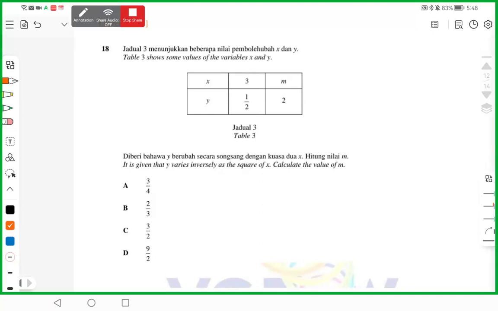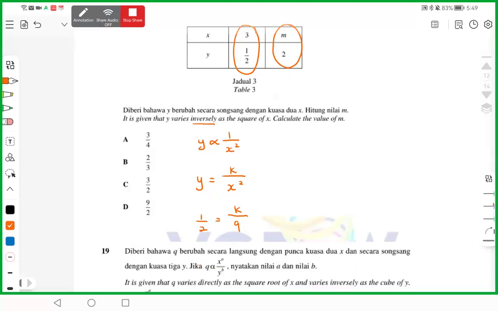It's given that y varies inversely as the square of x. Inversely must go down. Change to equation form, y equal to k over x squared. So goes by column. Yeah. So find out the value of k first. So y is 1 over 2 equal to k over x squared, means 9. So k equal to, so I just write here.